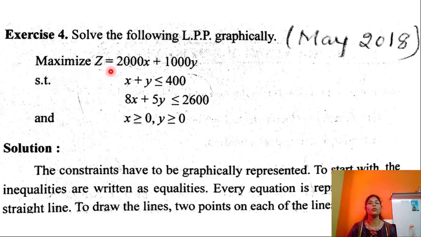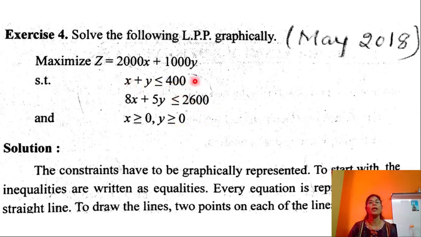Maximize Z = 2000x + 1000y. This is the objective function. Subject to the constraints x + y ≤ 400 and 8x + 5y ≤ 2600, and the non-negative restrictions x ≥ 0 and y ≥ 0.